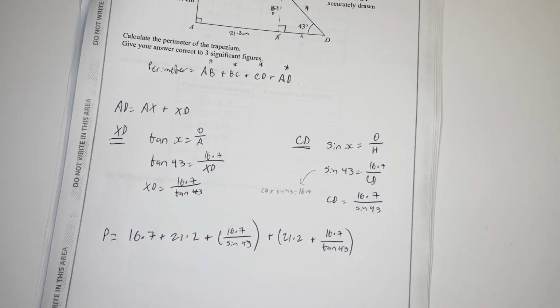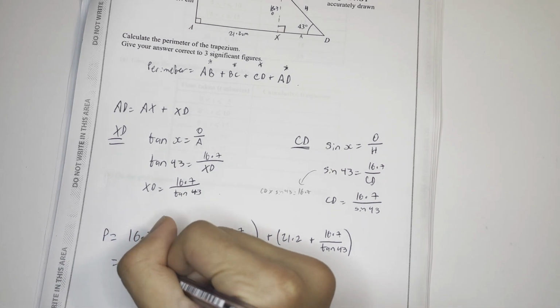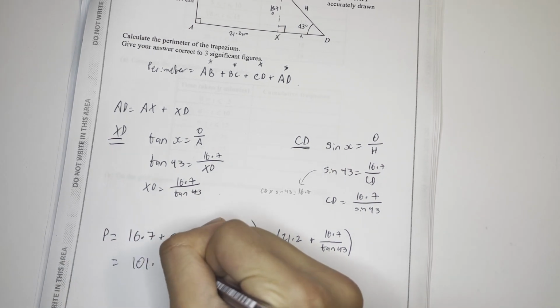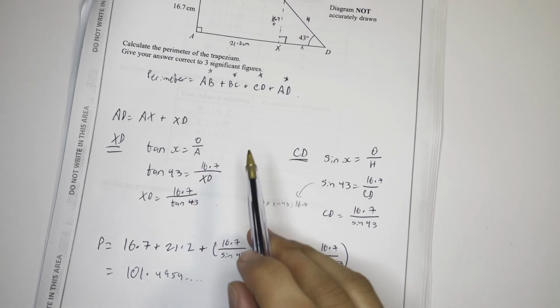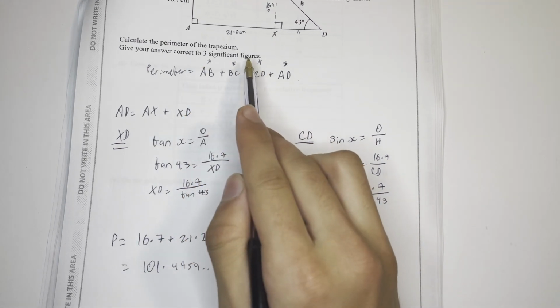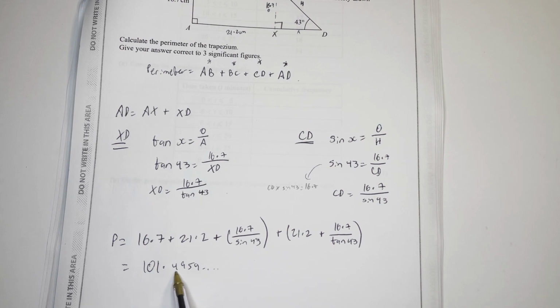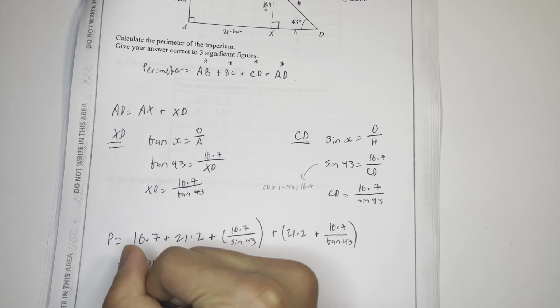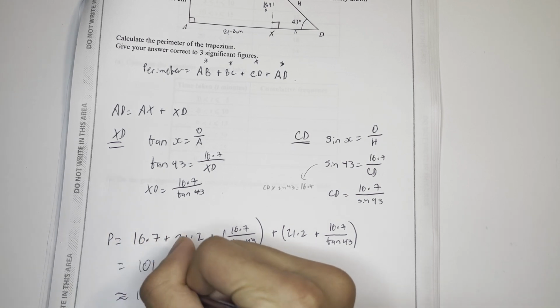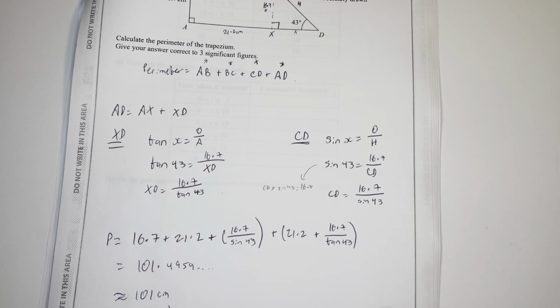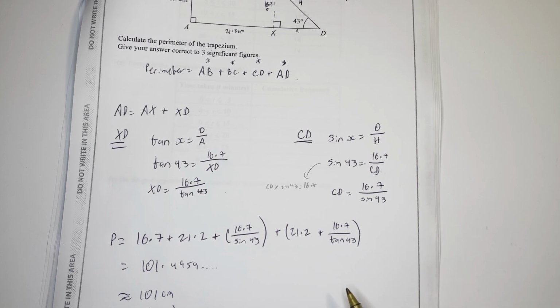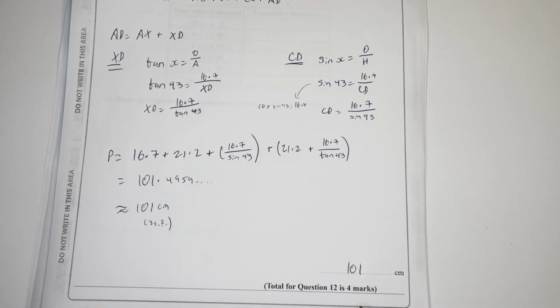Adding this all together in your calculator, you are given 101.4954 and a long number, and we want our value in 3 significant figures. So we look at the fourth number, it's a 4, meaning we have to round down. So this is approximately equal to 101 centimeters to 3 significant figures. And that's our answer. Surprisingly, this question is only 4 marks, even though it uses quite a lot of skill.